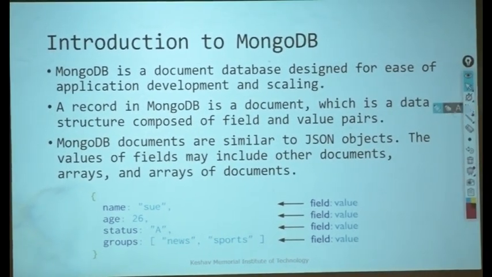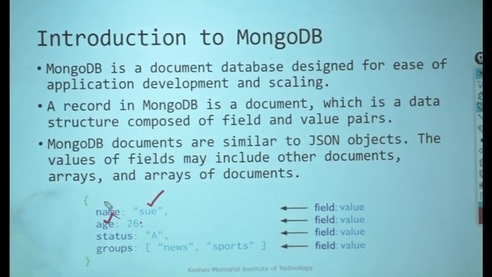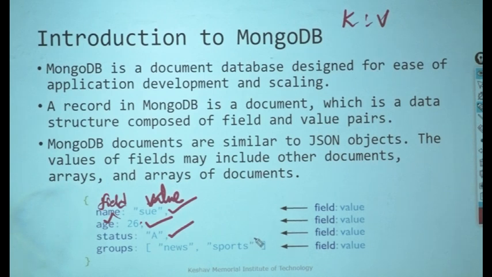One more example here as well. Name: Sue, age: 26. This is a field. This is a value. In JSON, we call that a key and value pair. Here we call it a field and value. Status: A, groups: news and sports. Deliberately I have taken this example because it's a string, it's a number, it's a string again, it's an array, and an object type, so that you would understand how it differs from a relational database. How would I design my schema if needed for this? All right, let's go ahead.